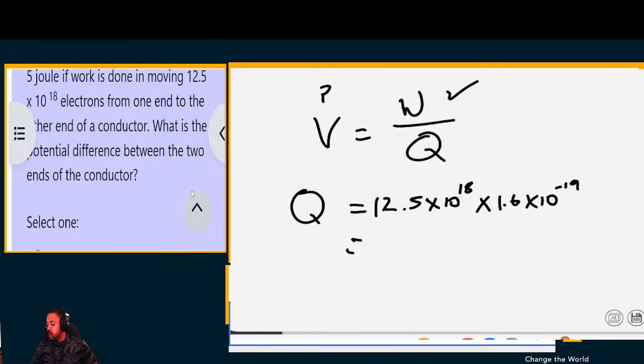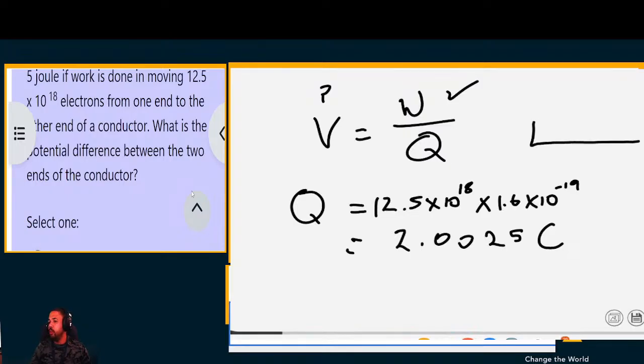12.5 times 1.6, that should be around 20 or somewhat. And then you divide that by 10. Well, anyway, you can do this whole thing on your calculator. You should get 2.0025 coulombs. This is the amount of charge that is being moved through this conductor that we drew earlier.